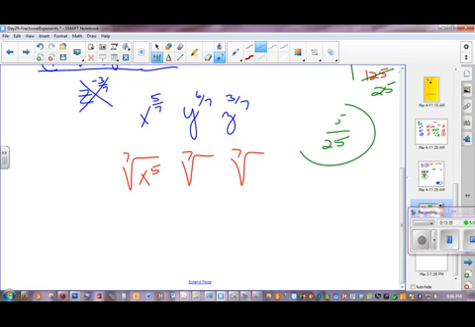This is x to the 5th under here. This is y to the 6th under here. This is z to the 3rd here. But we can only have one radical per term, so we'll make it all a 7th root, and underneath we've got an x to the 5th, y to the 6th, and a z to the 3rd.